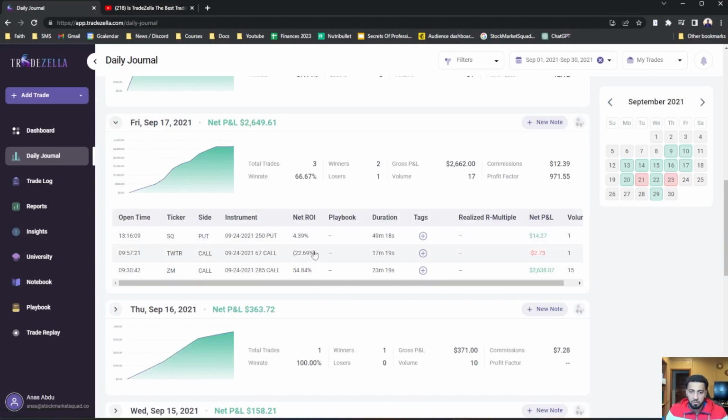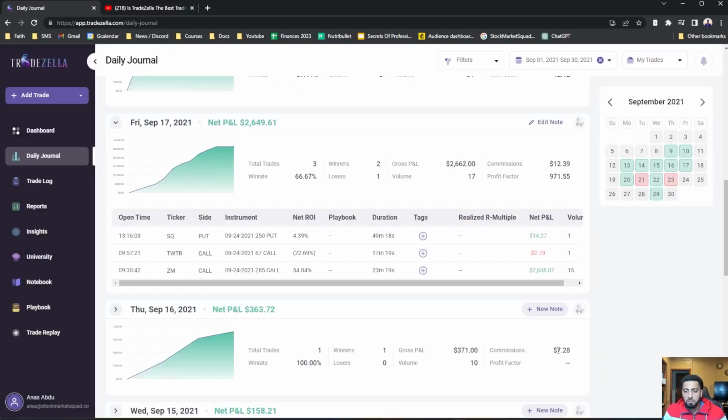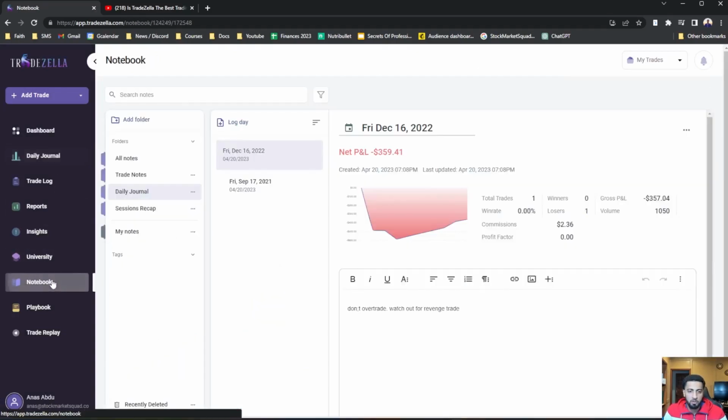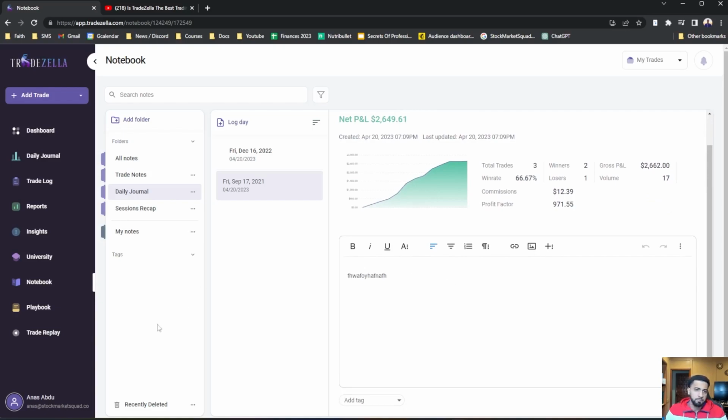Whatever you feel like you did good here, you add a new note. You write it here. Traded good. Boom. You go back to the notebook. Here, automatically pops up. Again, everything is all integrated, so it'll show you how many trades you took that day, how many winners, how many losers, commission. Everything is included, the note that you took, and that's pretty much it for the note section, right?